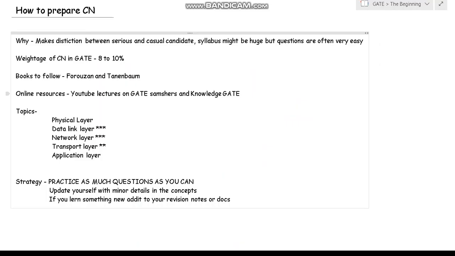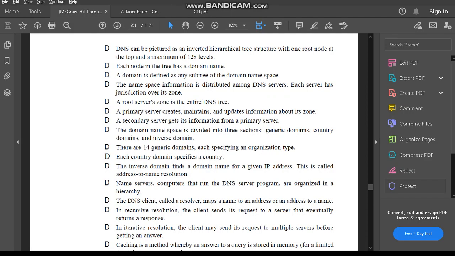Also, the strategy for CN which I personally used and would recommend to you is to practice as many questions as you can. Please don't try to avoid CN during the test series or even in the subject-wise tests, right? Please try to attempt as many questions as you can, because that will improve your understanding and experience. So keep updating yourself and add whatever minor details or concepts you learn in your revision notes.